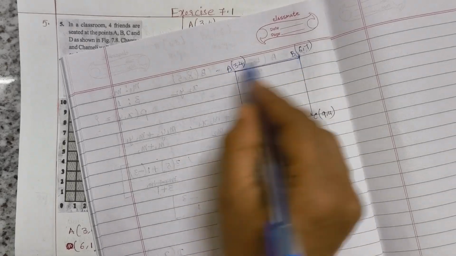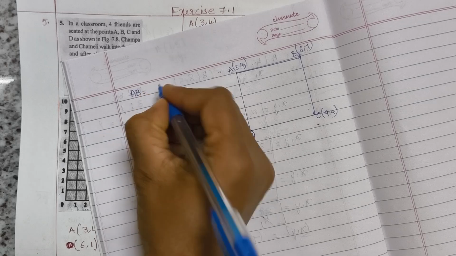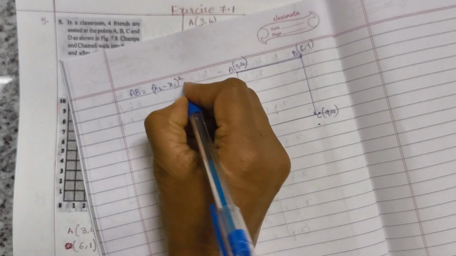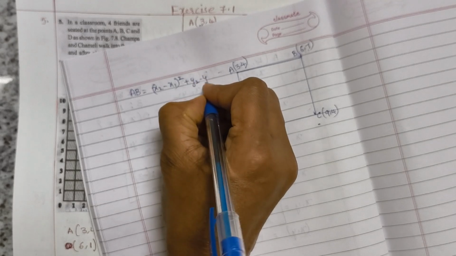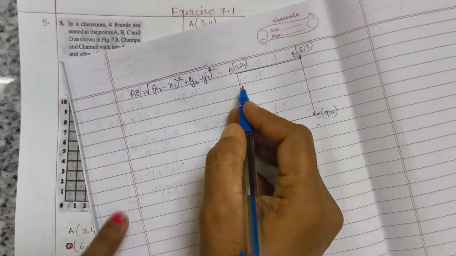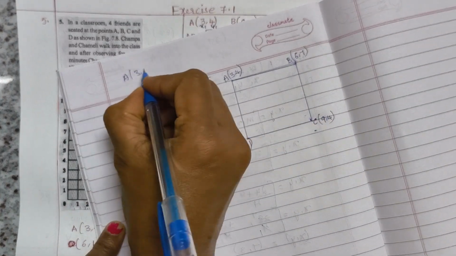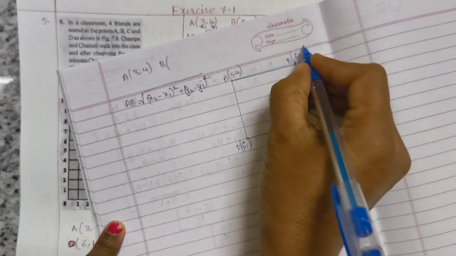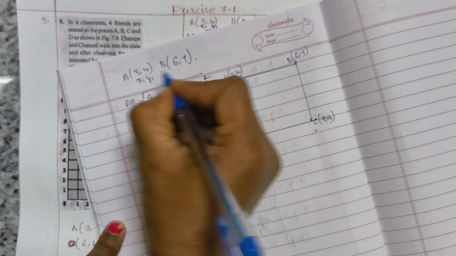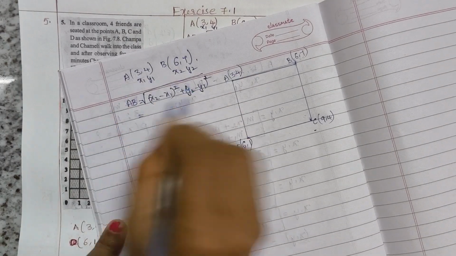First we will find the AB distance. The distance formula: square root of (x2 minus x1) whole square plus (y2 minus y1) whole square. This is the distance formula. We are finding the AB distance. A is 3, 4. B is 6, 7. So this is x1, y1 and this is x2, y2. Apply here and you will get the AB distance.